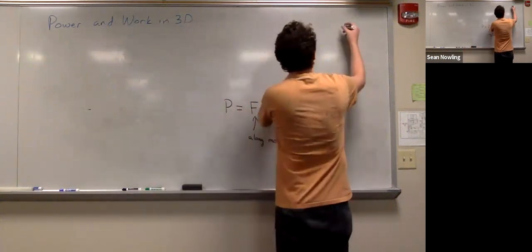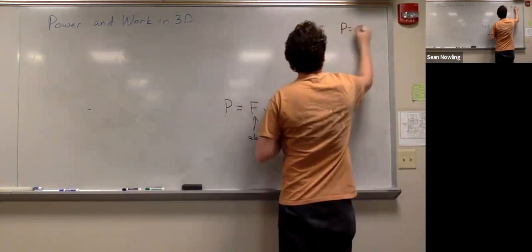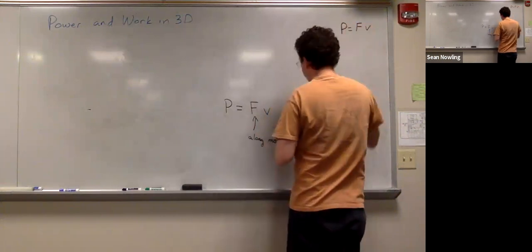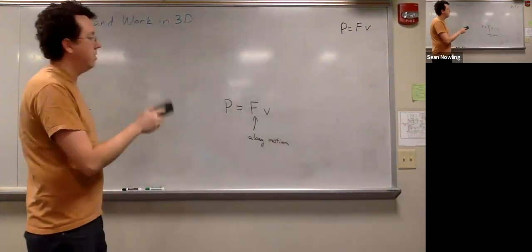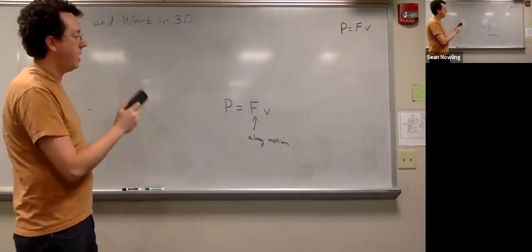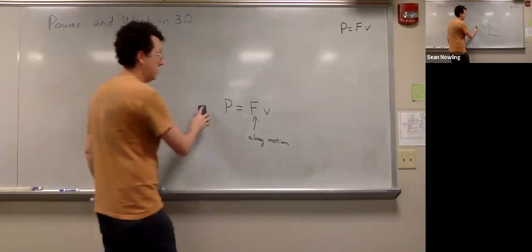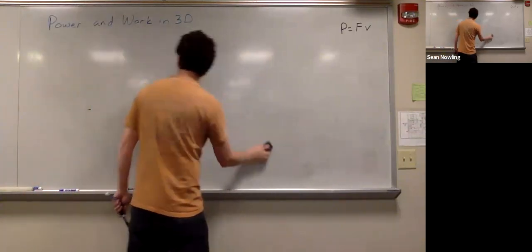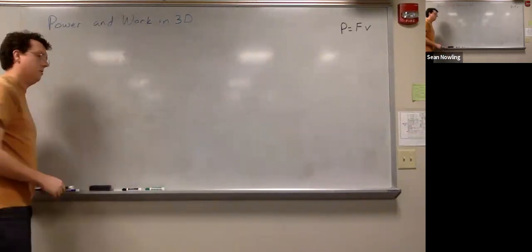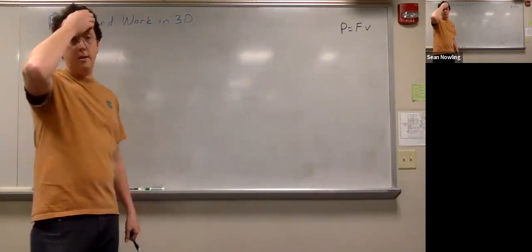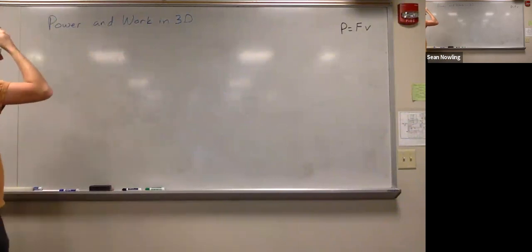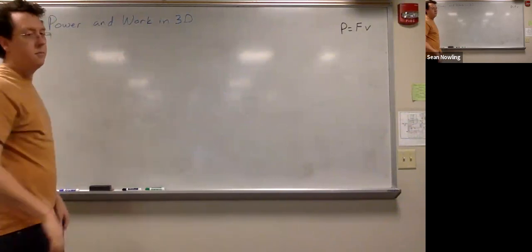Just go ahead and write that over here. Power is force times velocity. Just a word of warning, don't confuse power with momentum. Momentum is a vector quantity. Power is a scalar quantity. Unfortunately, we use the letter P for both of them oftentimes.